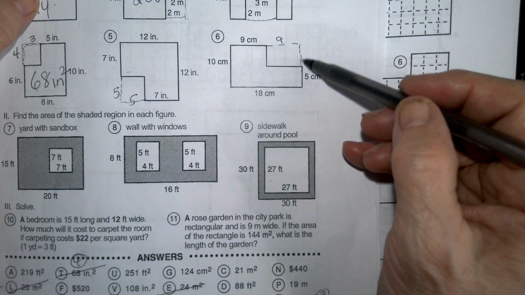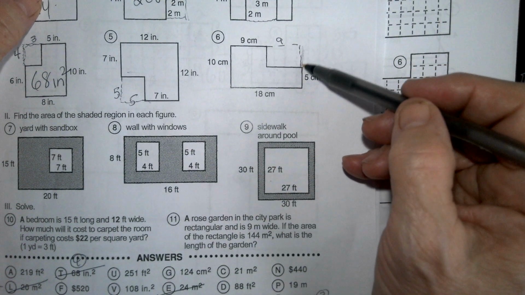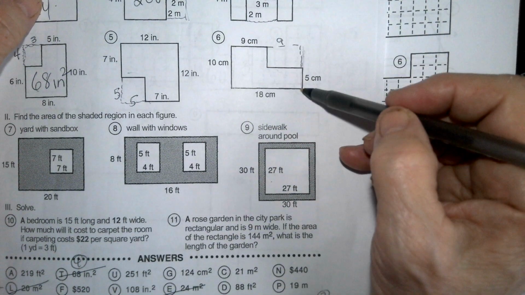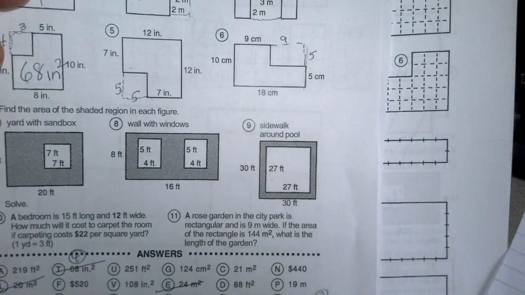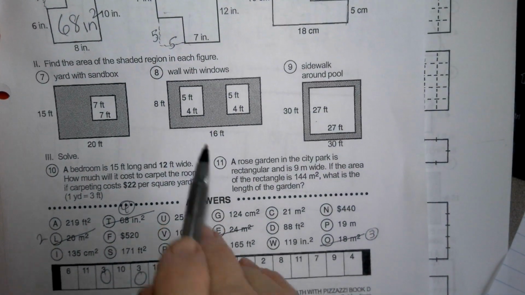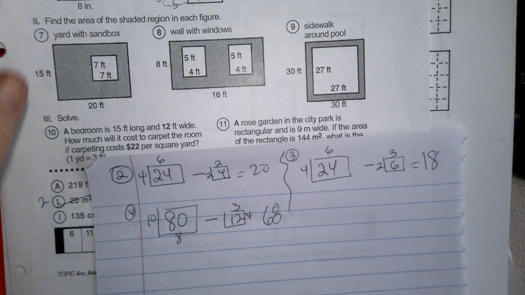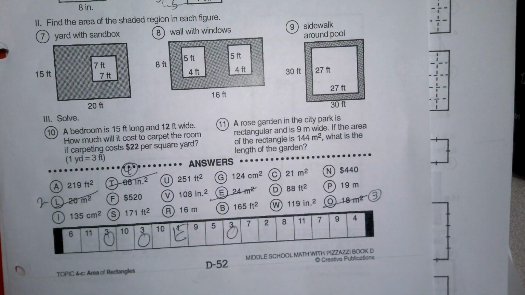And then who thinks they know what this side is right here? 5. Yeah, because 10 minus 5 is 5. All right, then let's look at your number 8. So we're going to do your number 8 together. You're finding the area of the shaded. What would be a plan that you could do to find the area of the shaded?